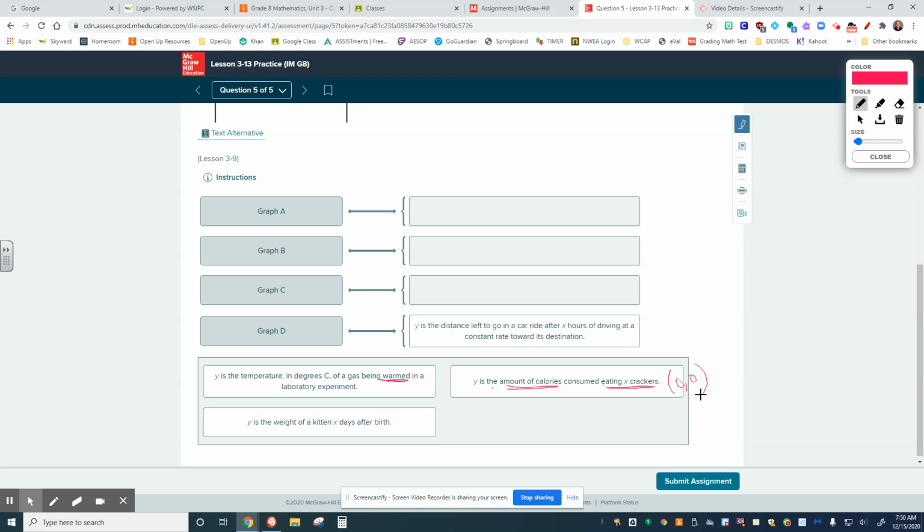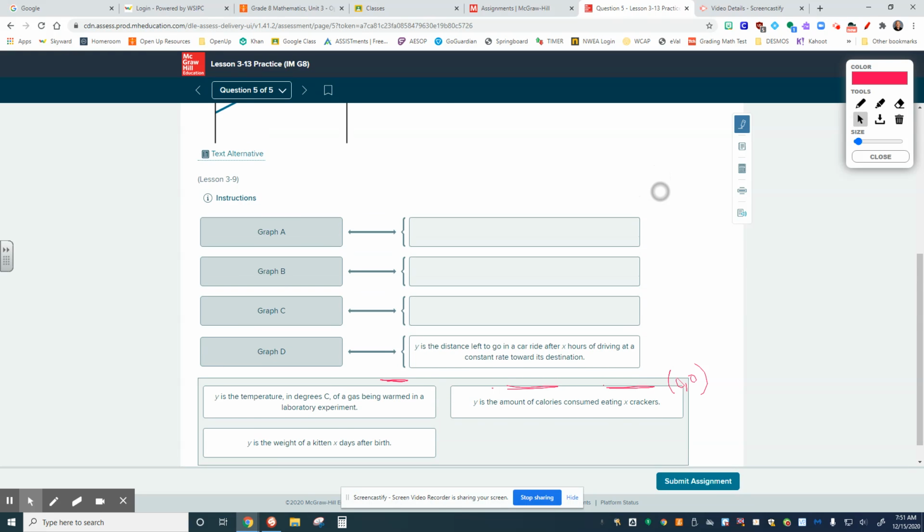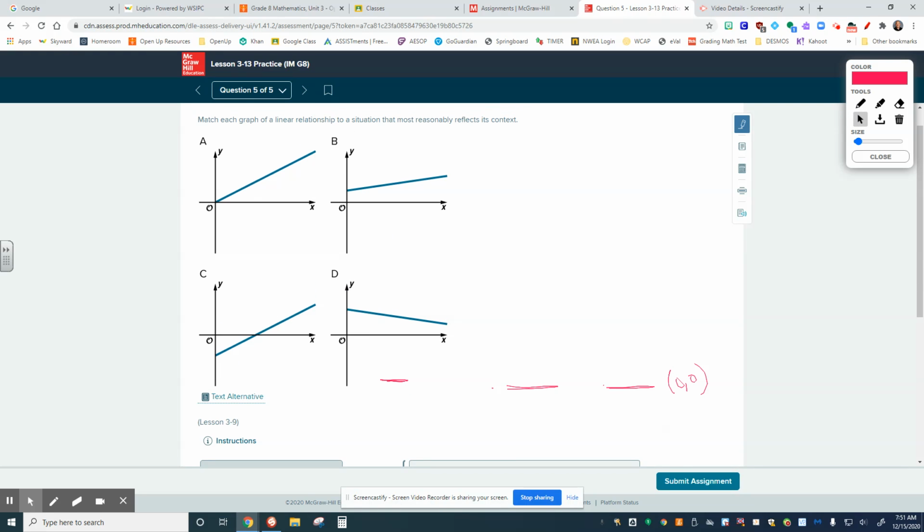And then how about this one? The weight of a kitten that is X days after birth. I know that can't be 0, 0, but I also know it can't weigh very much. It has to be a little bit, and that weight has to steadily increase. So consider these words and consider those pieces. Make sure you're matching things up appropriately to where we're at when we're talking about the crackers. There's only one situation that will work for that experiment.